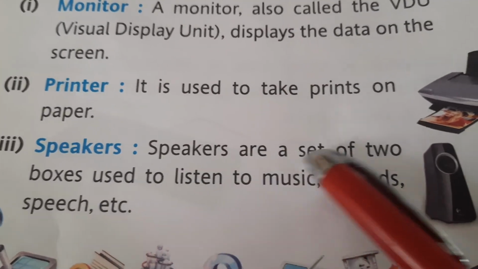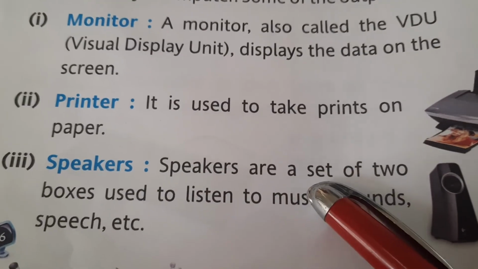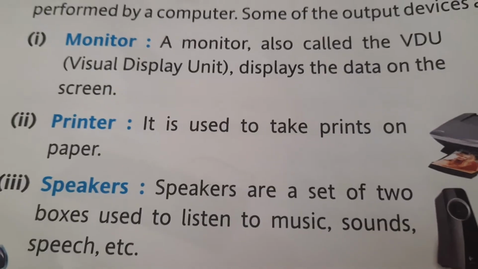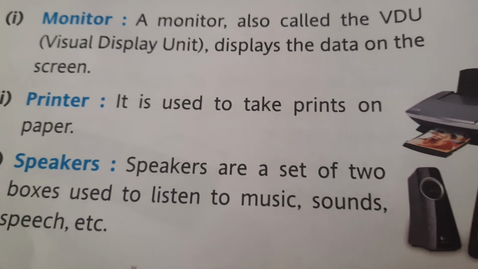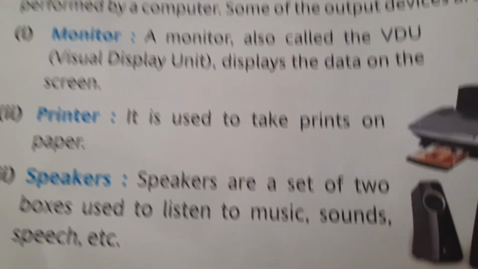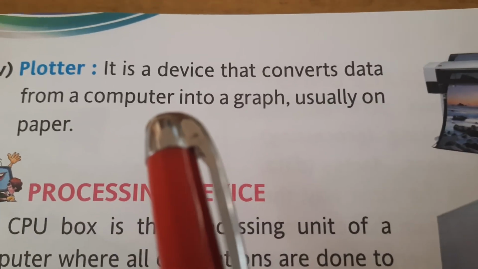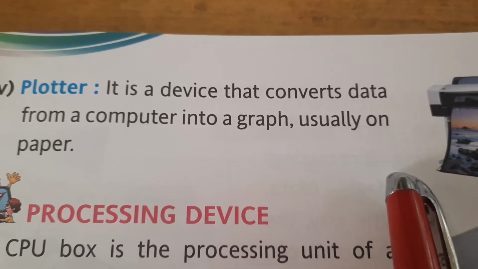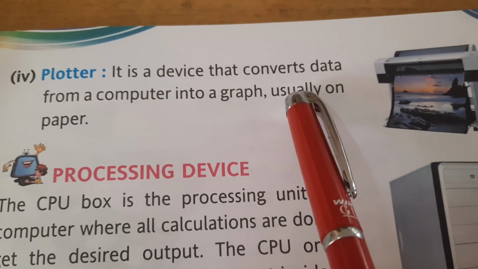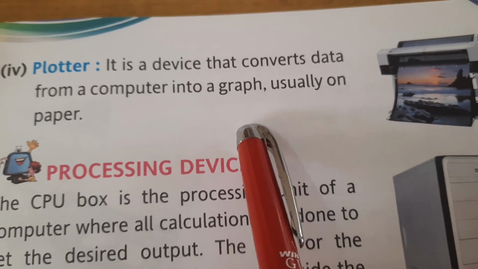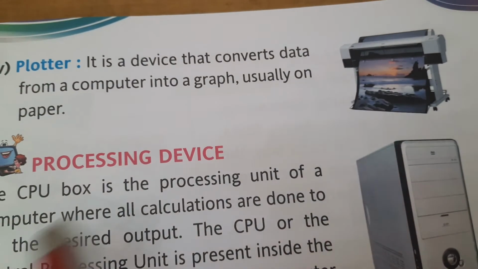Then speakers. Speakers are a set of two boxes used to listen to music, sounds, speech, etc. We can have other kinds of speakers also, which are used for listening to music, sounds, etc. And then the last one is plotter. It is a device that converts data from a computer into a graph, usually on paper. Whatever data is there on the computer, it is used for turning into a graph. Here you can see the use of a plotter.